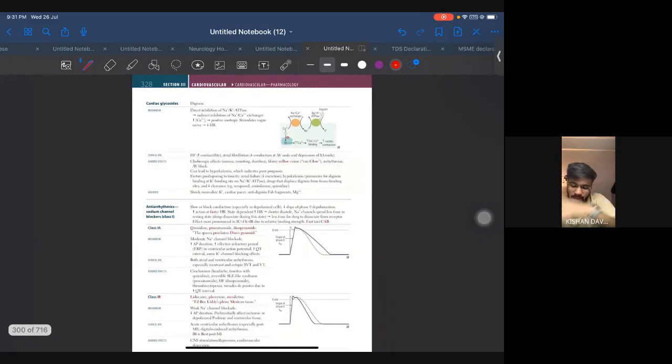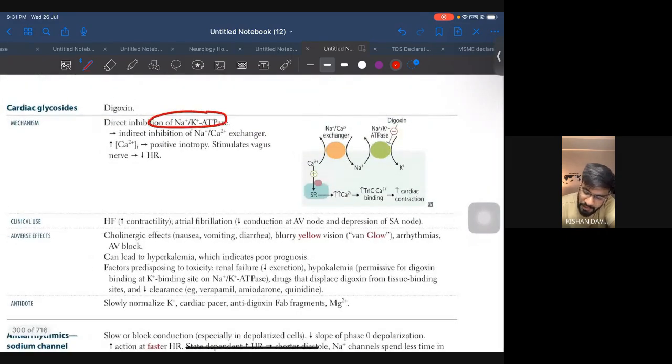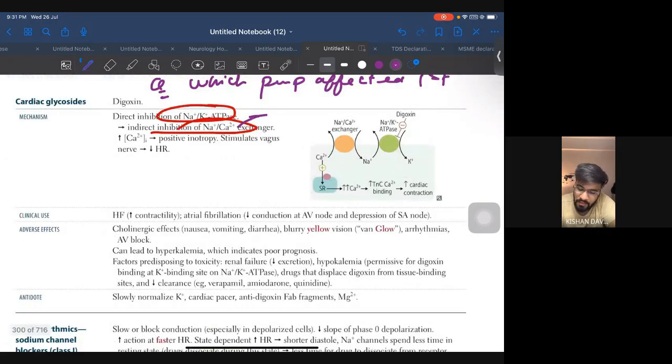Okay, moving ahead, cardiac glycoside. So cardiac glycoside में direct inhibition of sodium potassium ATPase, indirect inhibition of sodium calcium exchange. Okay, now remember one thing. They will ask you which pump affected first. So don't go for sodium calcium. Go for sodium potassium only. Okay. Positive inotropy, stimulates vagus nerve, decrease in heart rate.